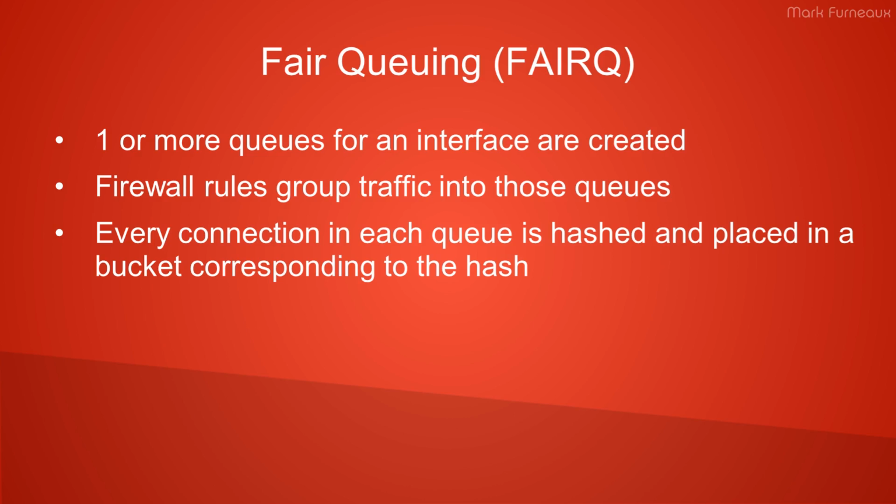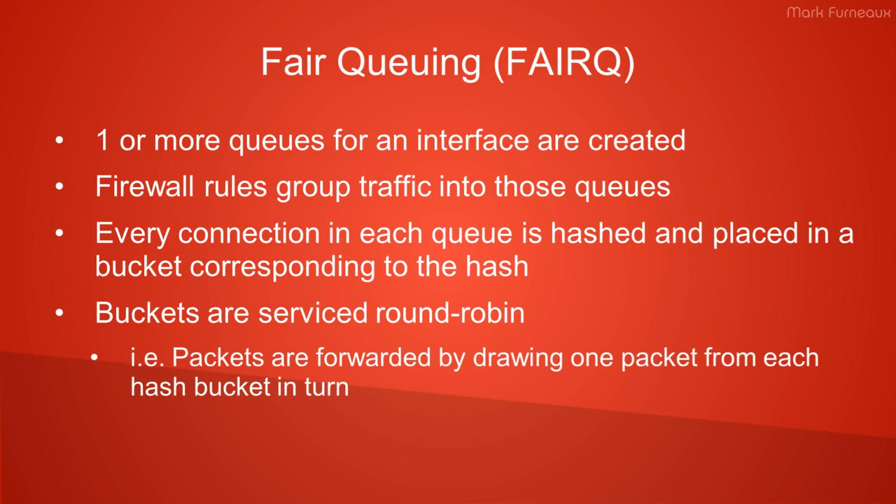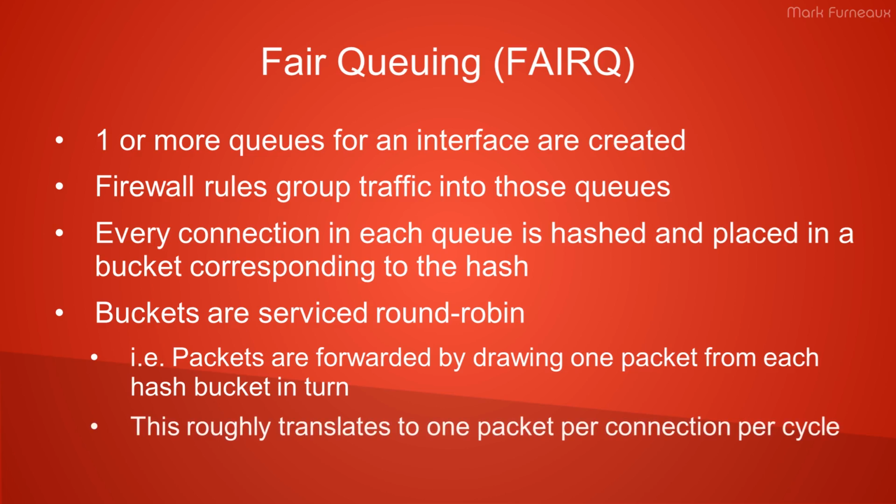And so it splits up all of the packets into some fixed number of buckets. And then those buckets are serviced round robin. What I really mean by that is that packets are forwarded by drawing 1 packet from each hash bucket in turn. And so this roughly translates to 1 packet per connection per cycle. And therefore, every connection should theoretically get the same amount of service if they have the same amount of traffic.